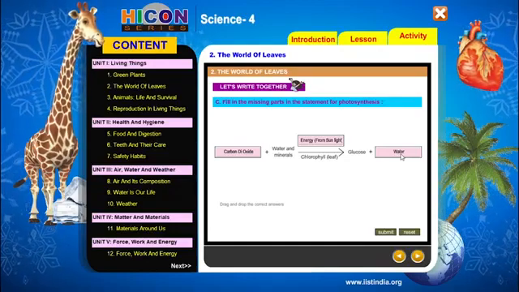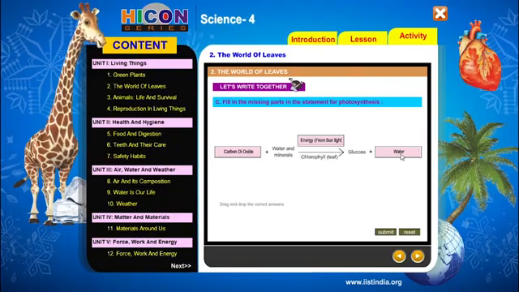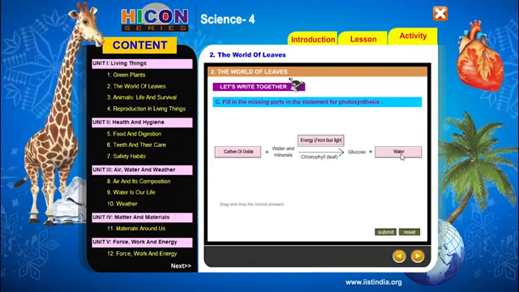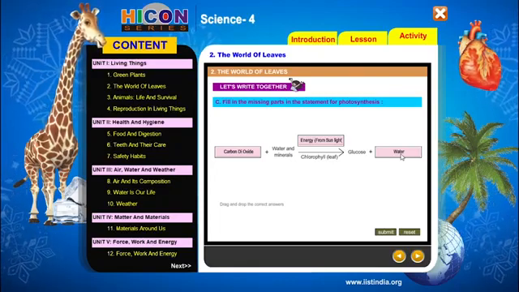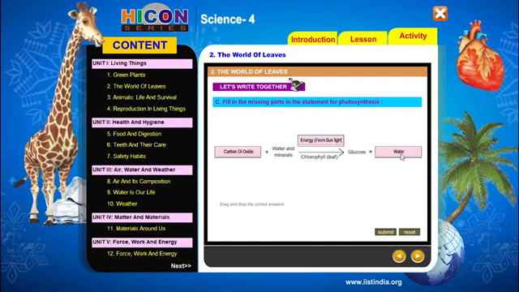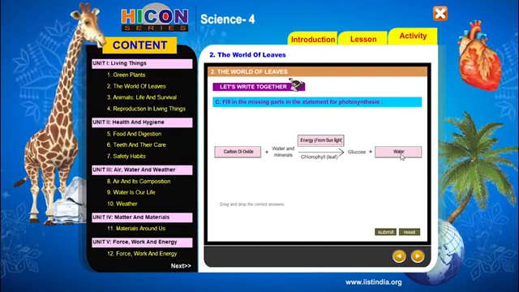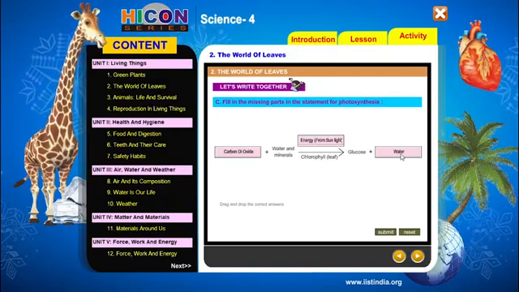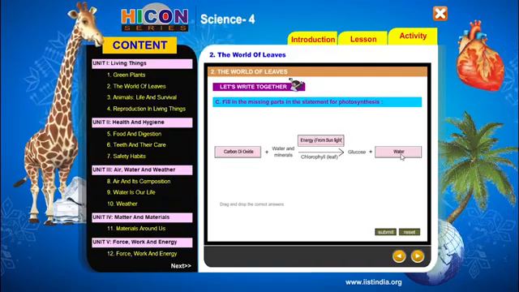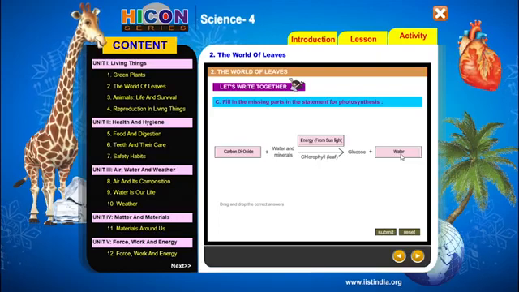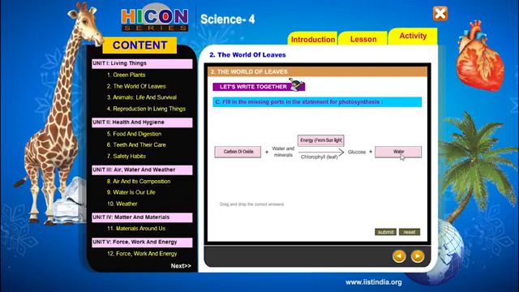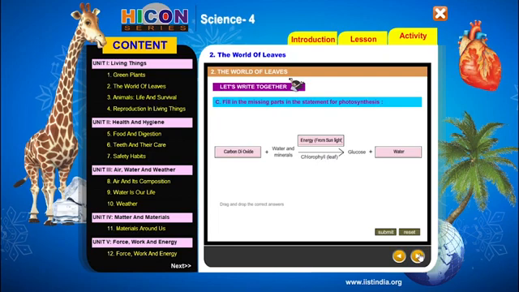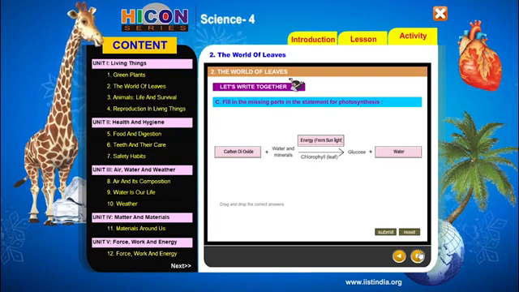So children, this is the process of photosynthesis. Let us see once. Carbon dioxide plus water and minerals, in the presence of sunlight and chlorophyll, gives glucose, water and also oxygen. So this is the statement for photosynthesis. Children, note down this statement in your notebook. So let us enter the next part in the activity section.